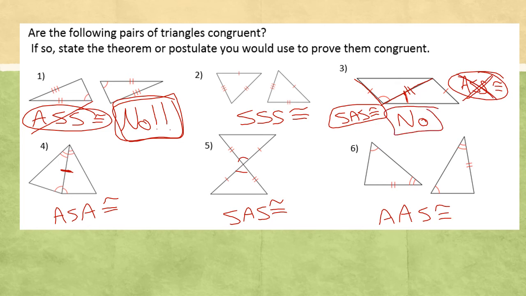All right. Number 4, reflexive property. Number 5, use vertical angles. Number 6, again, we went single, double, and then double tick mark. Single, double, and then double tick mark. The patterns match. It's angle, angle, side for 6.